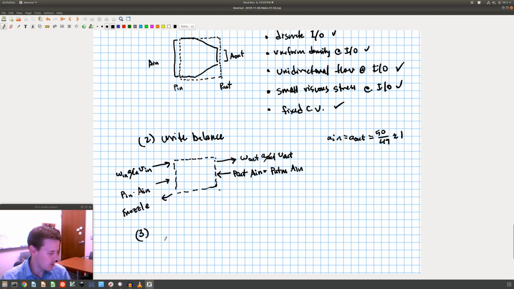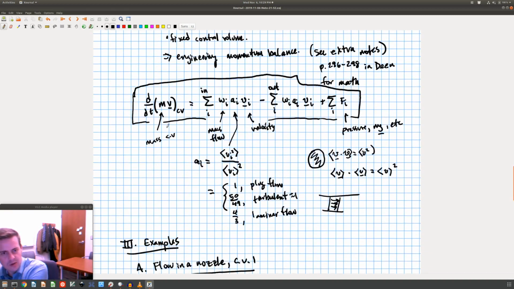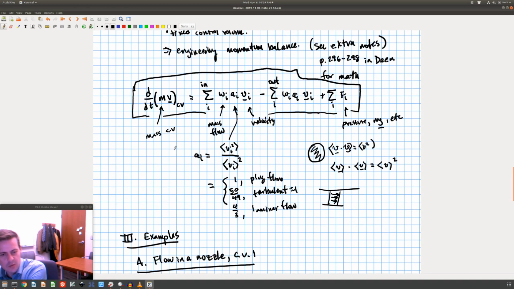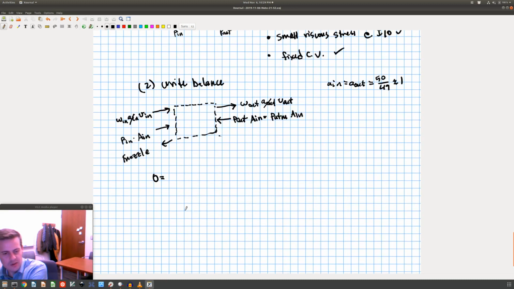All right, step 3. Now I need to write my balance down before I get to step 3. So I'm going to say the sum of the forces is 0. That's the accumulation term, the change in momentum of my box, is 0. Why am I going to assume that? Because that's the question I asked: what is the force needed to keep the hose from moving? So I'm going to say that's equal to 0. And then I'm going to set it equal to these terms.